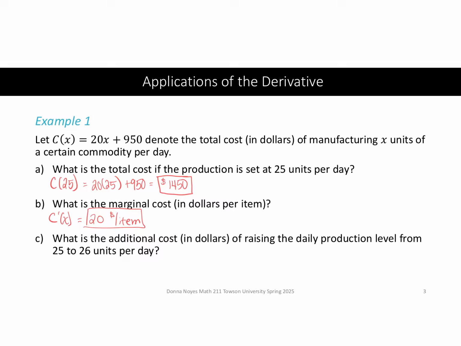This means then, what is the additional cost in dollars of raising the daily production level from 25 to 26 units per day? Well, that would be $20 per item or unit. I suppose I wrote item. We could also say unit. So $20 per unit times, well, we're only raising it by 1 unit, so it would just be an additional $20.